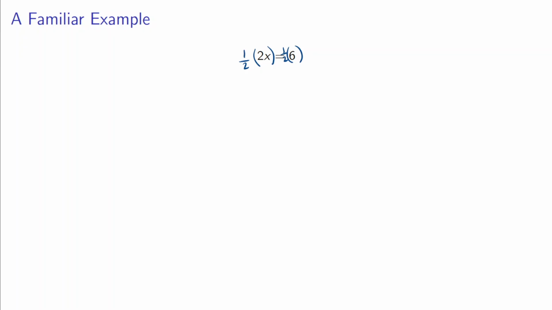So what happens on the left-hand side is we have 1/2 times 2x. We can reassociate the 1/2 times 2, and then we have our x equals 1/2 times 6, which is 3. And then the 1/2 times 2 becomes 1. So we have 1 times x equals 3. And what's special about 1? Well, 1 times anything is just that thing. So x equals 3 is our solution. So we can solve this by multiplying both sides by 1/2.